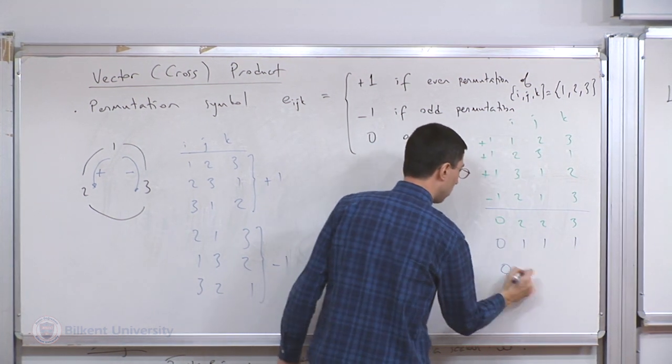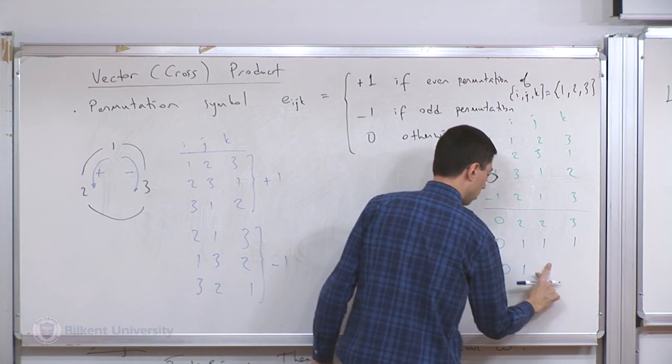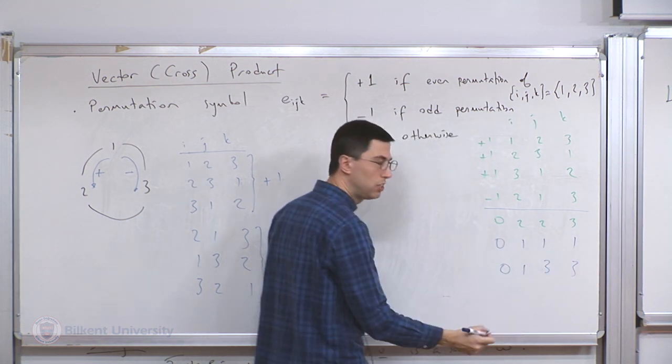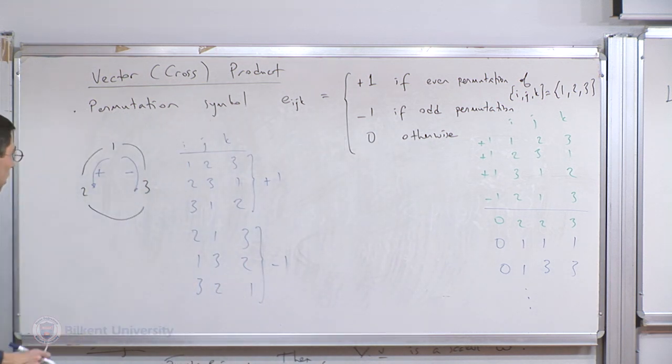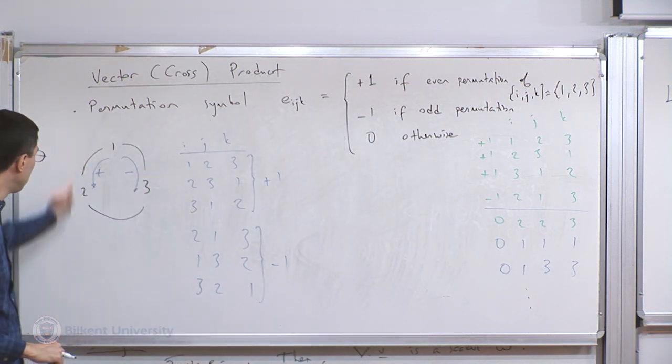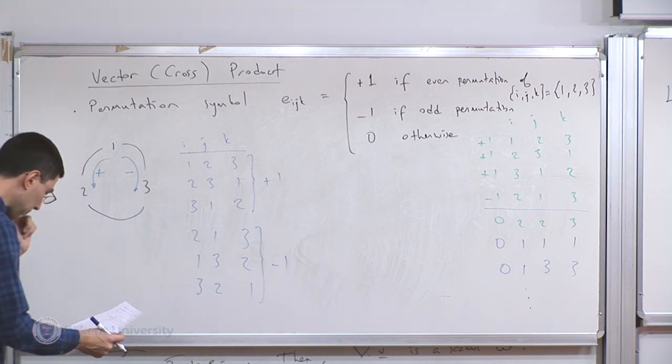That's 0. Let's say that's 0, etc. So there are many more zeros than non-zeros. Okay? These are the only non-zeros, and this is the way you can remember that.